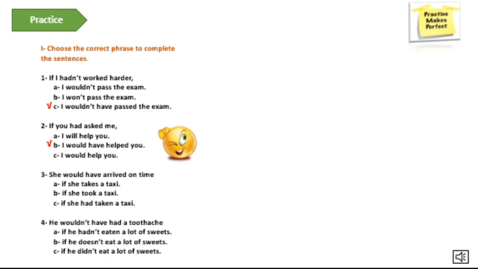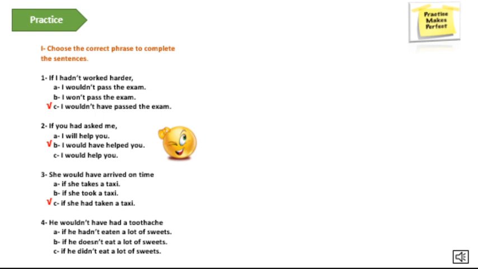Third situation. She would have arrived on time if she takes a taxi, if she took a taxi, or if she had taken a taxi. Which one is correct? Okay, the right answer is C. She would have arrived on time if she had taken a taxi. So result clause would have verb in the past participle. If clause had taken, the past perfect simple.